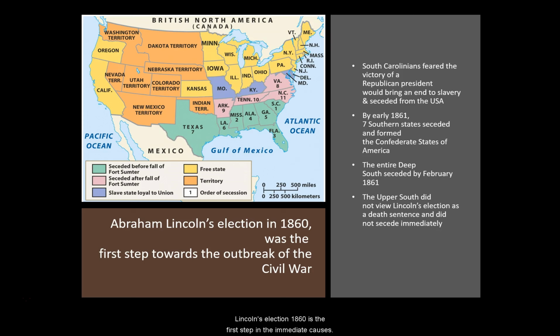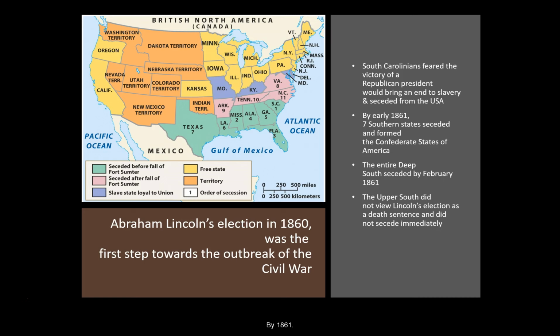So Lincoln's election in 1860 is the first step in the immediate causes. South Carolinians feel that the victory for this Republican president would bring an end to slavery and seceded from the U.S. Because at this point in time, that Republican Party is very abolitionist. Remember, most of the Republican Party is housed in the North. They are very free soil, very abolitionist. And South Carolina just sees that as the last straw. That's it. We're out. So that happens in 1860.